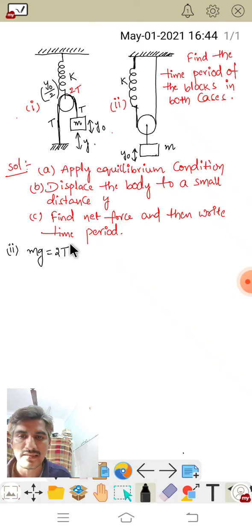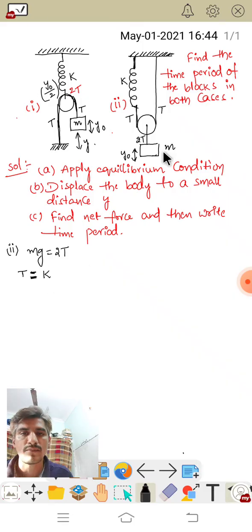2T here. Yes or no? Why? Because here the tensional force is 2T. So mg is equal to 2T. And now let us take the spring here, and the restoring force in the spring can be written as the tensional force T here.